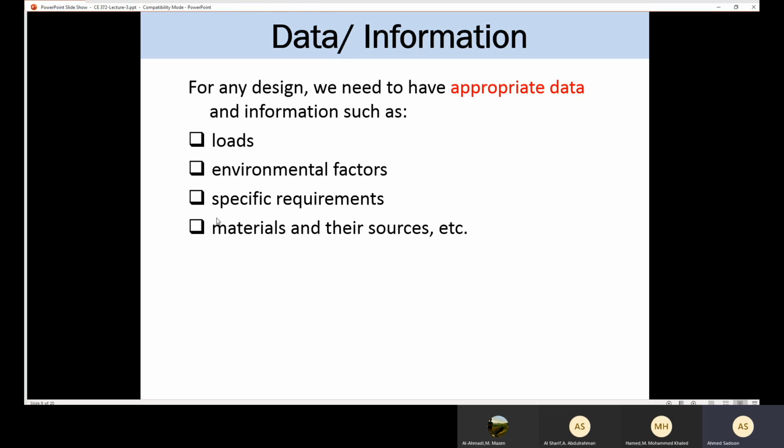And also I need to know the materials that can be used and their sources. You could construct your building from, for example, steel or concrete or wood. So which one you are going to use and how you are going to get the source of your material. So I need to know all this information in order to design my solution. And those are going to be different from one project to another.